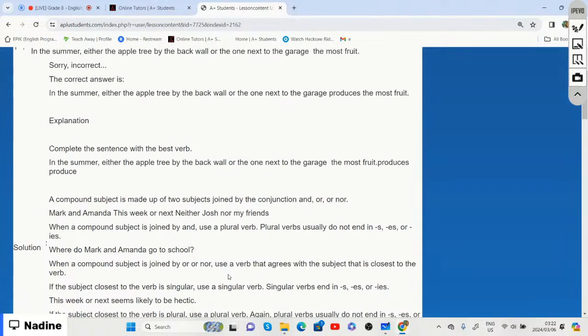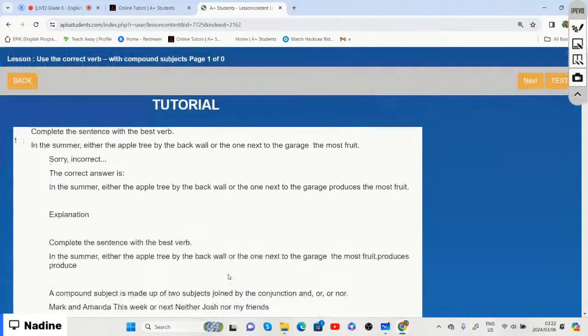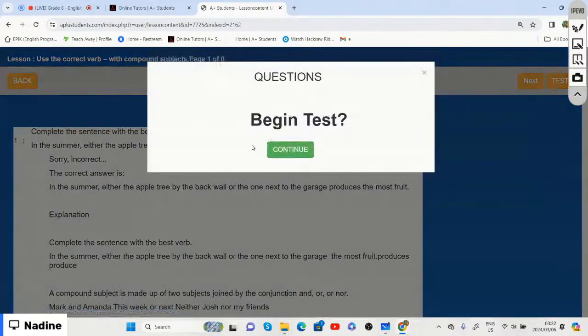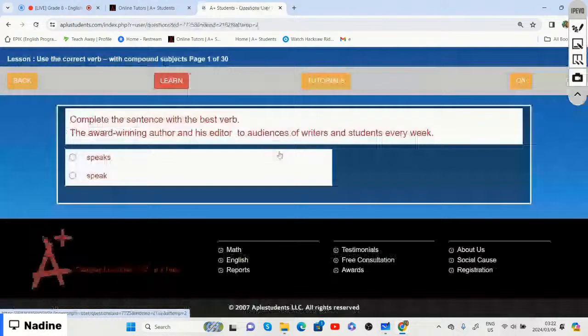All right. So now we're going to our test, where we're going to use the correct verb with a compound subject. The award-winning author and his editor, do we say speaks to audiences or speak to audiences of writers and students every week?